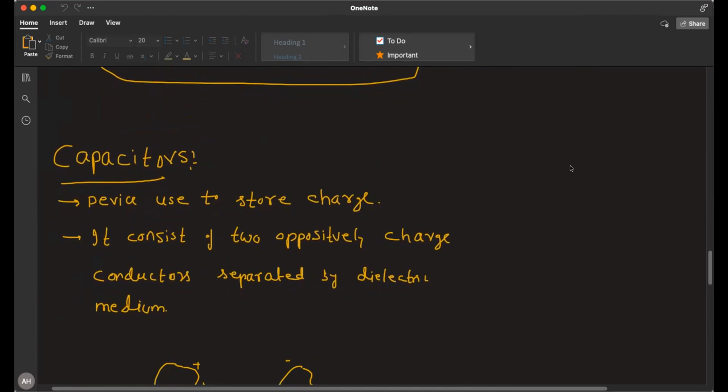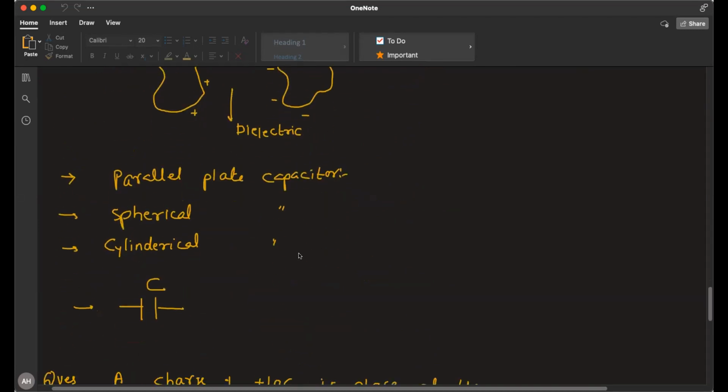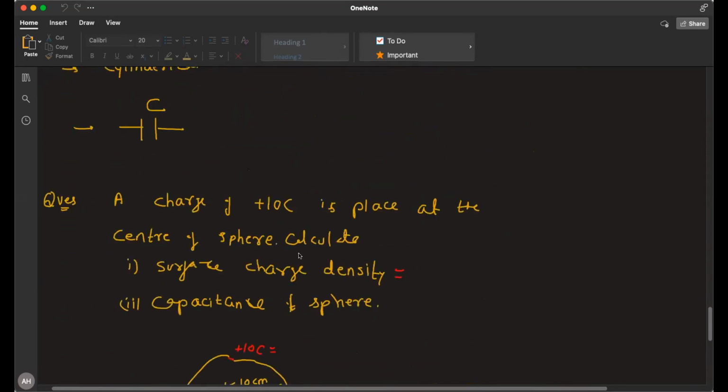What are dielectric mediums, Anshika? Are they conducting or non-conducting? Dielectrics means non-conducting mediums. We did this calculation also.